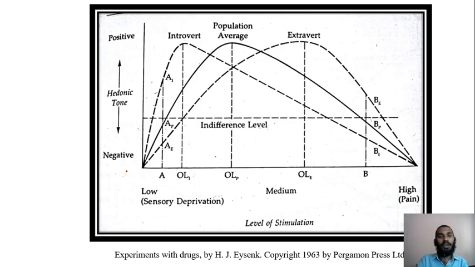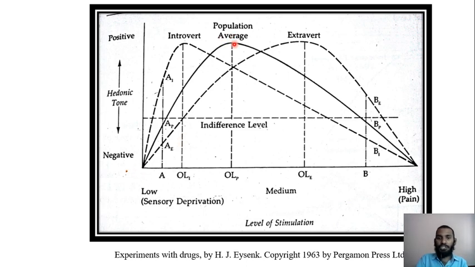Here we go with the graph. Please bring your attention to this graph. Okay, on the x-axis we can see the level of stimulation. On the y-axis, this is the hedonic tone, which is equal to the emotion or the affect. See, when our level of stimulation is very low or very high, our emotion will be negative. Got it? When our level of stimulation is low or high, our emotional response or affect will be negative.